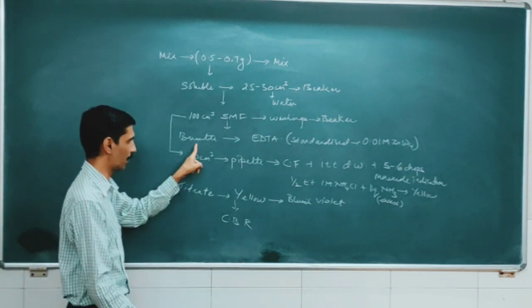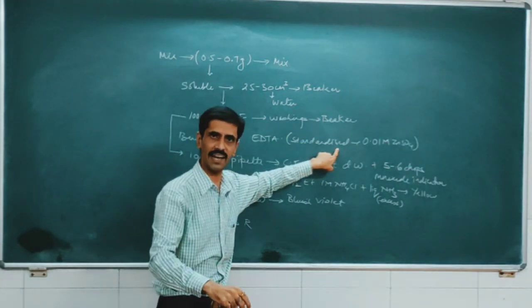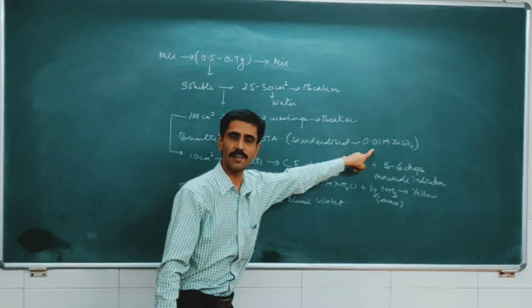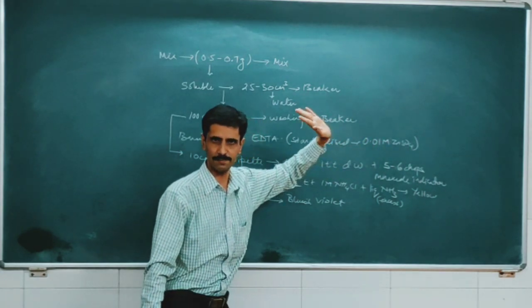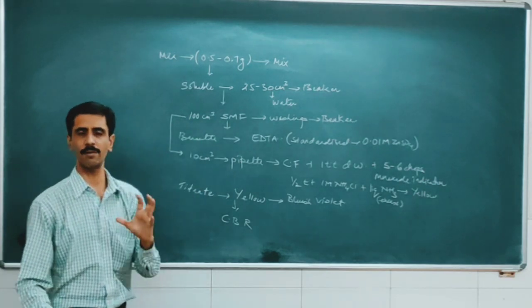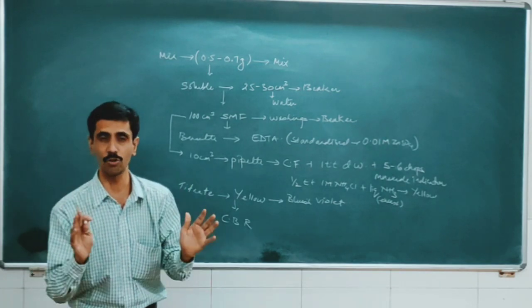Next, the burette is filled with EDTA. Please remember the EDTA has to be in a standardized form. How to carry out the standardization process? By titration against 0.01 molar zinc sulfate. Next, the 100 cm cube of the standard measuring flask solution, what is it containing? Nickel 2 plus solution.